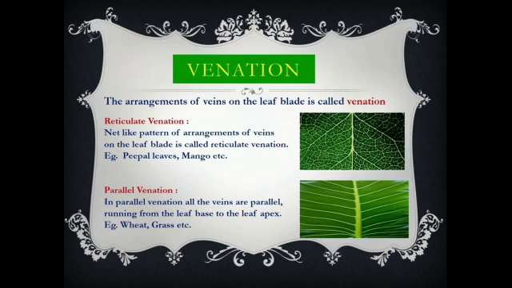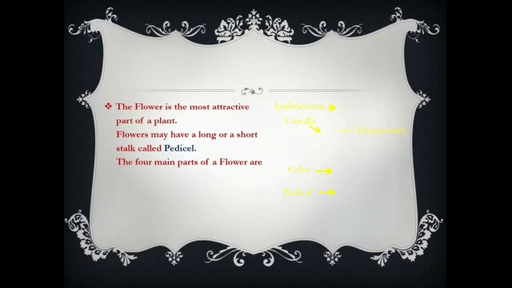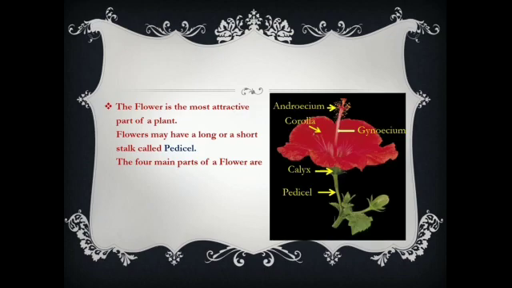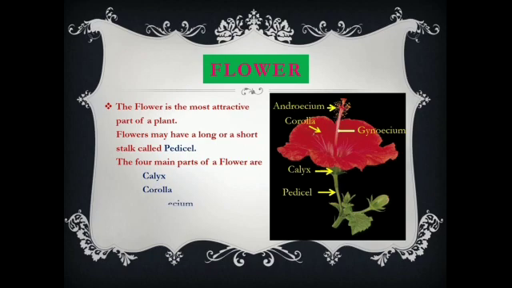Now we are going to study the beautiful part of the plant. We all like it. Can you name that part? Yes, it is flower. The flower is the most attractive part of the plant. The four main parts of the flower are calyx, corolla, androecium and gynoecium. Flowers may have a long or a short stalk called pedicel.